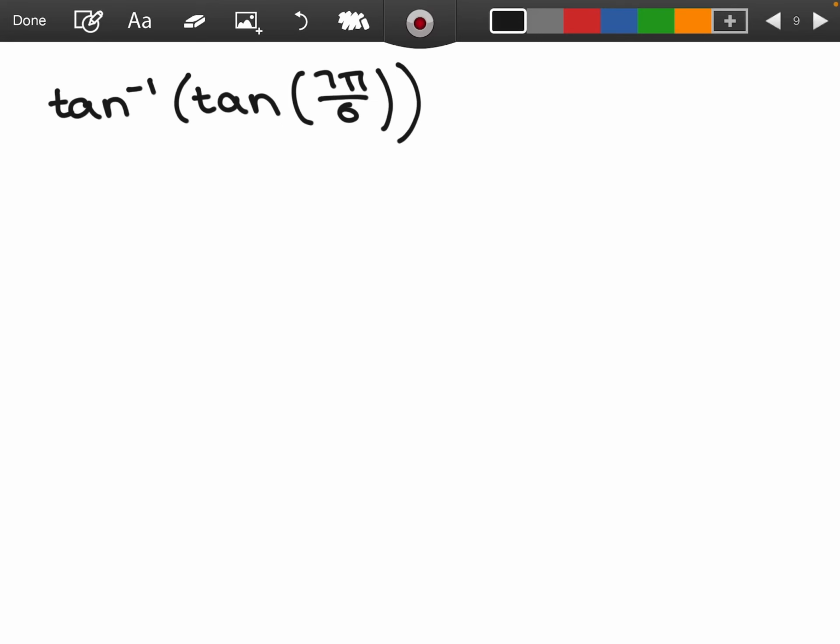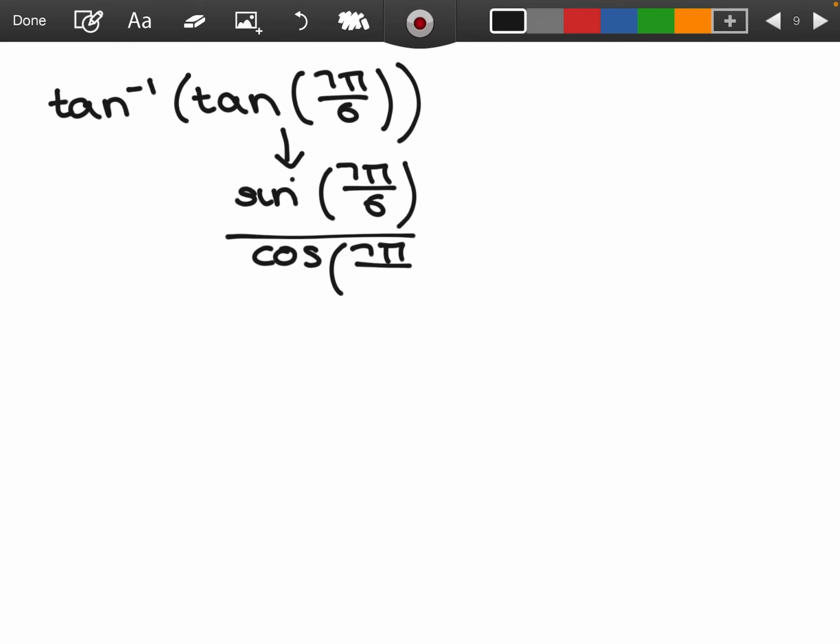I'll do one with tan, so we'll do tan inverse of tan of 7 pi over 6. Tan of 7 pi over 6, you can find by doing sine of 7 pi over 6 divided by cosine of 7 pi over 6. Either that or type it into a calculator, but this is how I would do it. And you should end up with 1 over the square root of 3.